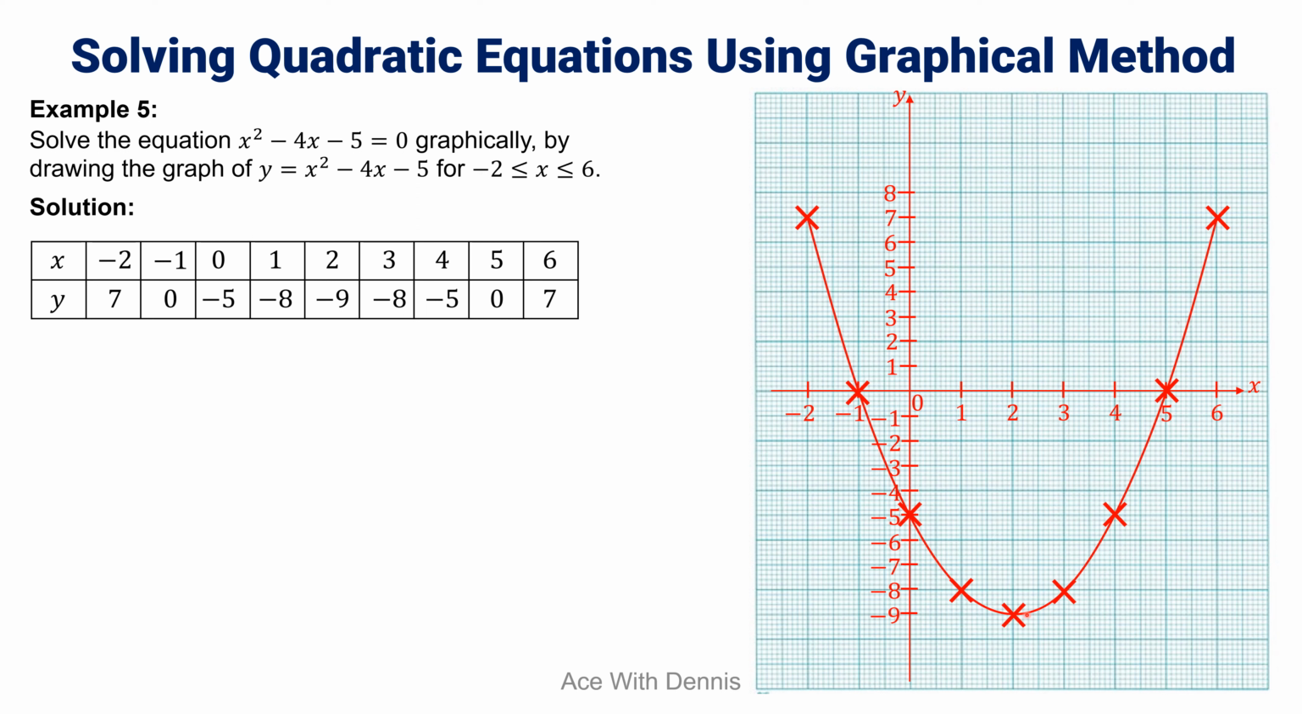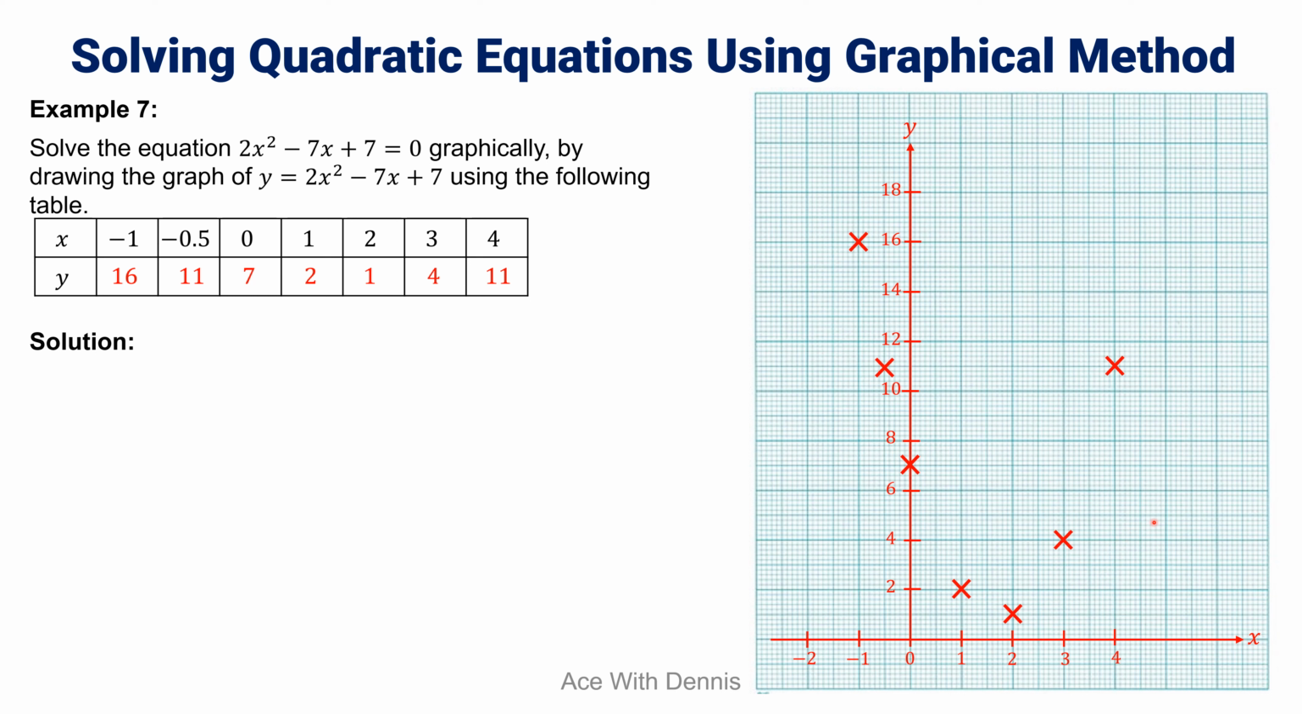Similarly, for the y-axis, from this point, 0 all the way up, and label the y-axis 2, 4, 6, 8 all the way to 18. So the scale for the y will be 2 cm to 2 units. For the x-axis, 2 cm to 1 unit. Then I will start to plot the graph: negative 1, 16. So negative 1, 16 is this point. The next points: 0, 7; 1, 2; 2, 1; 3, 4; 4, 11.